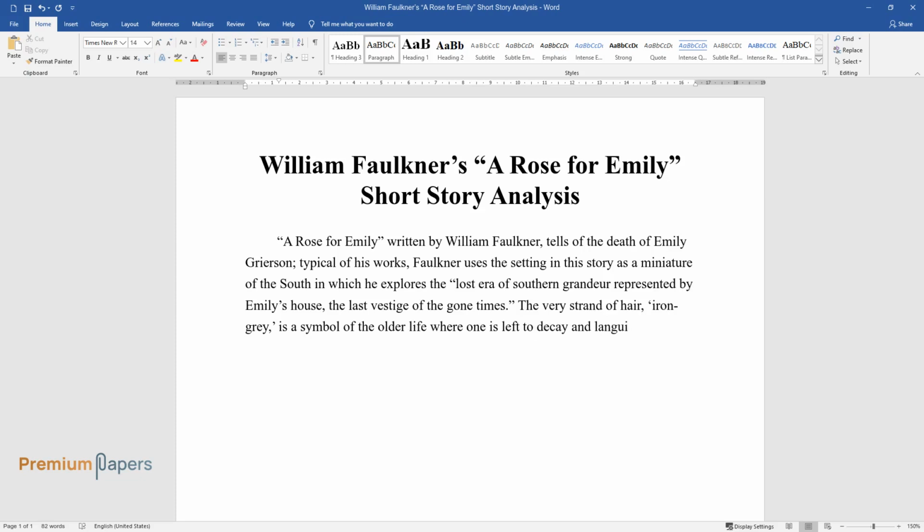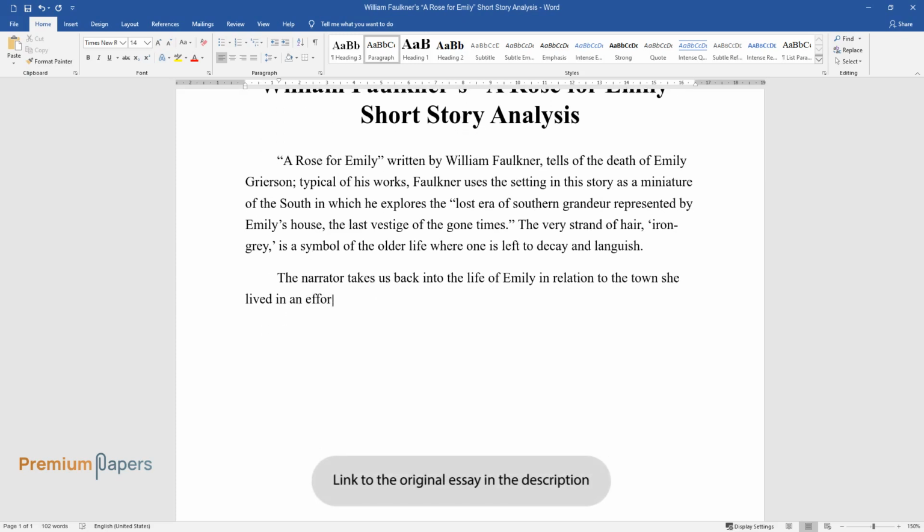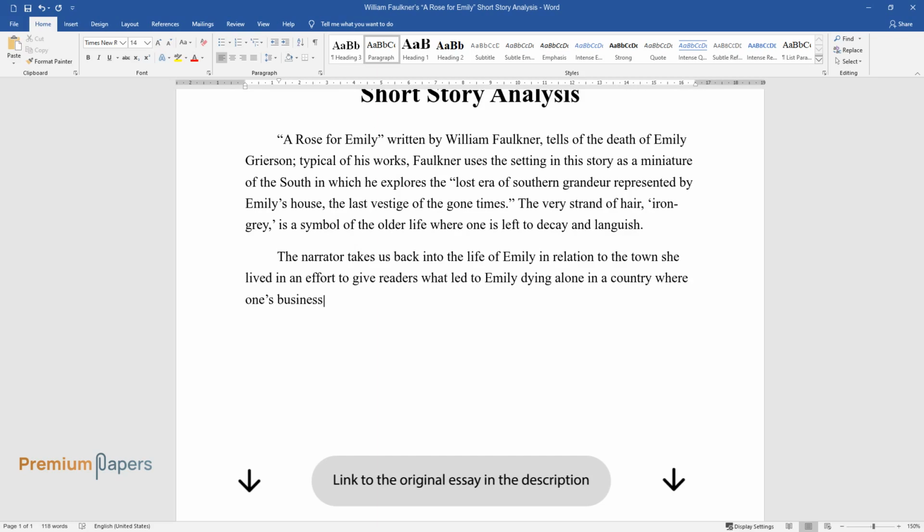where one is left to decay and languish. The narrator takes us back into the life of Emily in relation to the town she lived in, in an effort to give readers what led to Emily dying alone in a country where one's business seems to be everyone else's in the town.